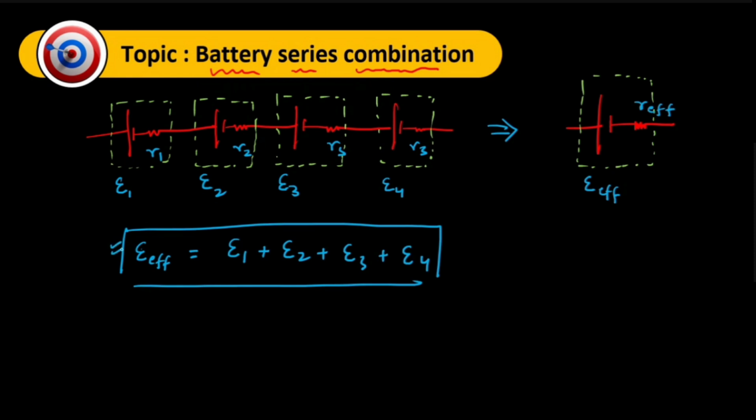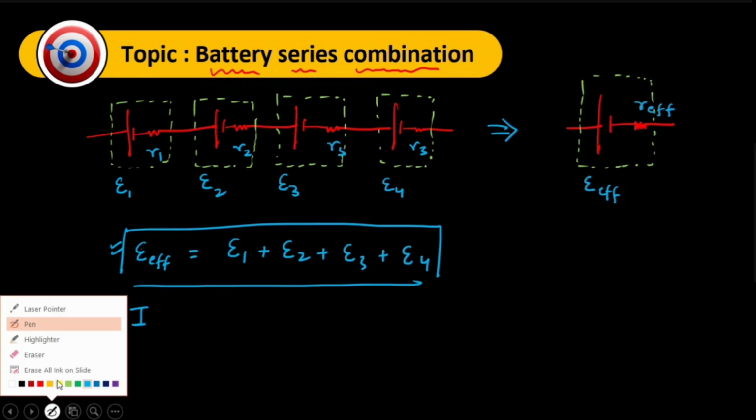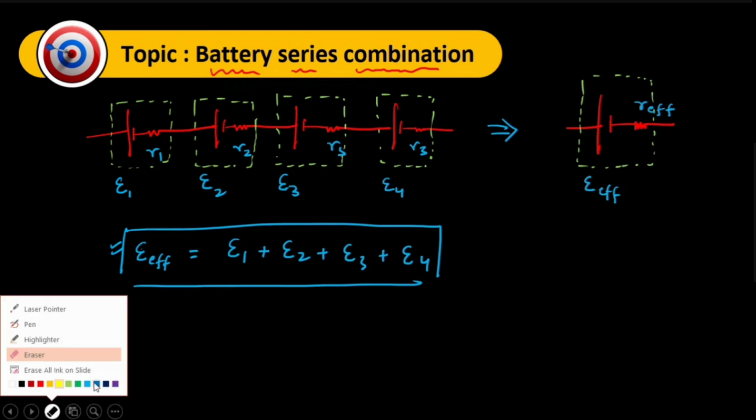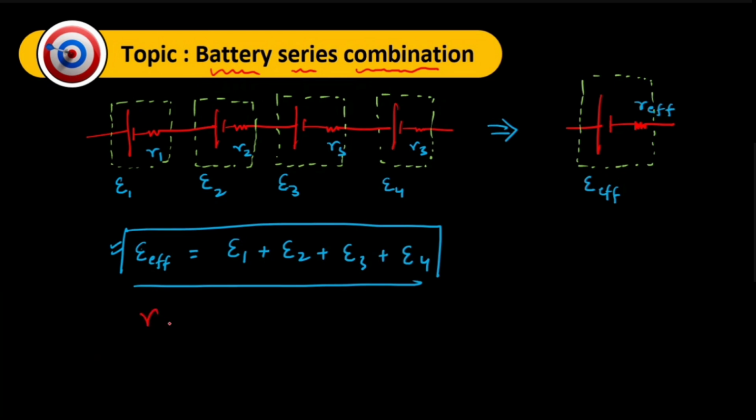You just need to add them. You can get the EMF of the obtained battery. Then if we want to find out the net resistance of that battery, it can also be calculated in the same manner. R effective is going to be R1 plus R2 plus R3.